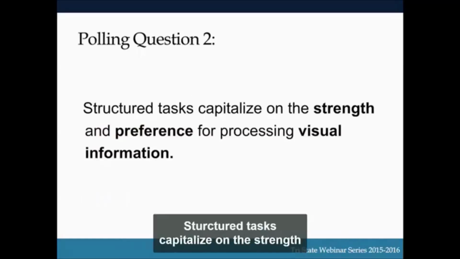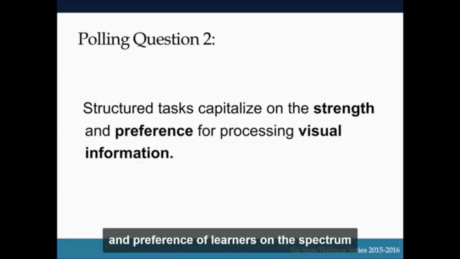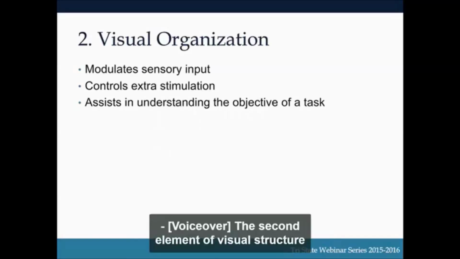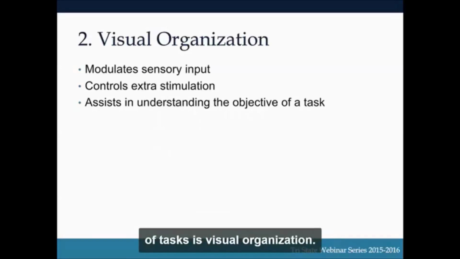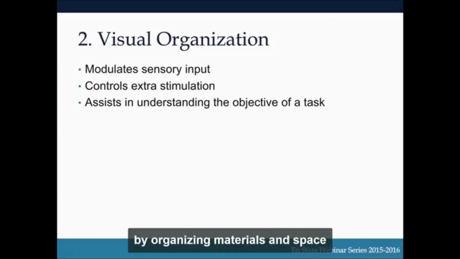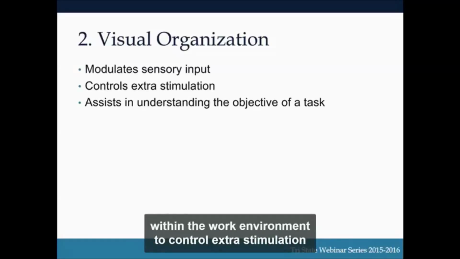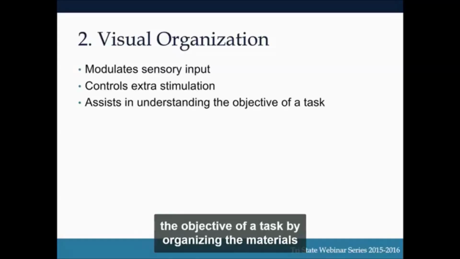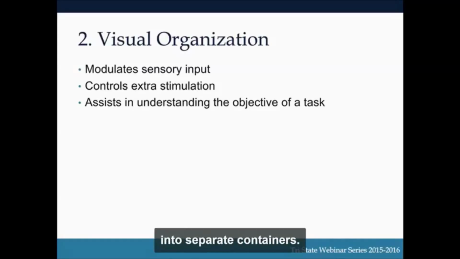Nice job! Structured tasks capitalize on the strength and preference of learners on the spectrum for processing visual information. The second element of visual structure of tasks is visual organization. We use this element to modulate sensory input by organizing materials and space within the work environment to control extra stimulation, making it easier for students to understand the task before them, and to assist the student in understanding the objective of a task by organizing the materials into separate containers.